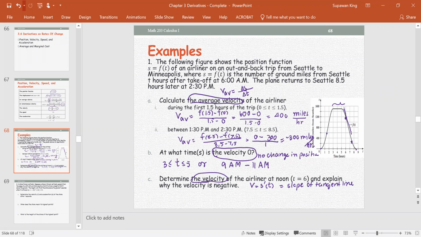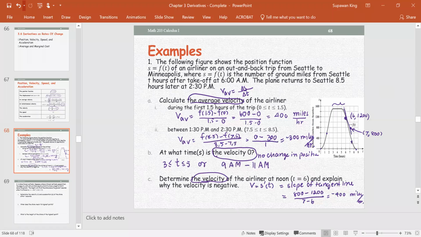And we pick two points on this tangent line. The first point is a common point of the line and the curve, where t equals 6 and the position is 1200. And we pick another convenient point, let's say 7, 800. So the slope of the tangent line is the second point position, 800, minus 1200, divided by 7 minus 6. That gives us negative 400. The unit is miles per hour.